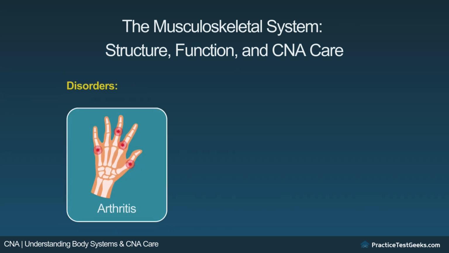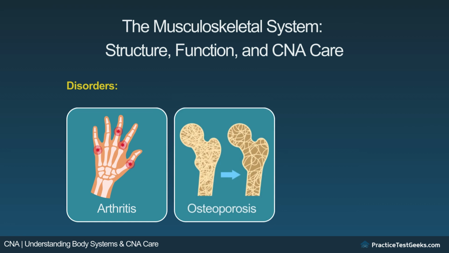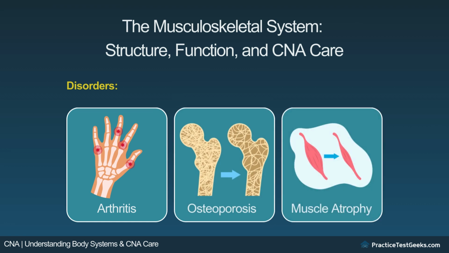Disorders. Arthritis, joint inflammation causing pain and stiffness. Osteoporosis, decreased bone density, increasing fracture risk. Muscle atrophy, muscle wasting from immobility or illness.